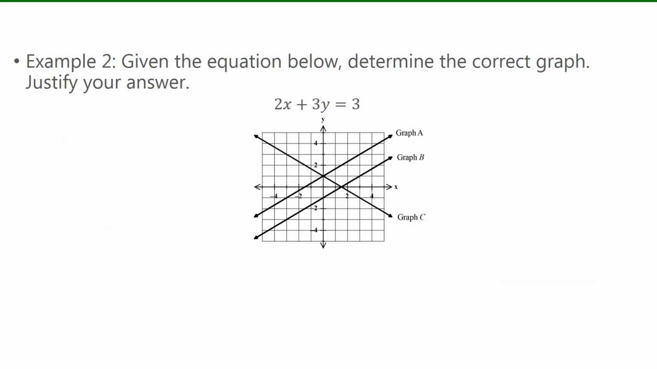Now here we have a slightly different example in that we have just the one equation, but we have 3 different graphs. So what we need to do when you're presented with 3 different graphs is to pick a point unique to that graph to plug into the equation.